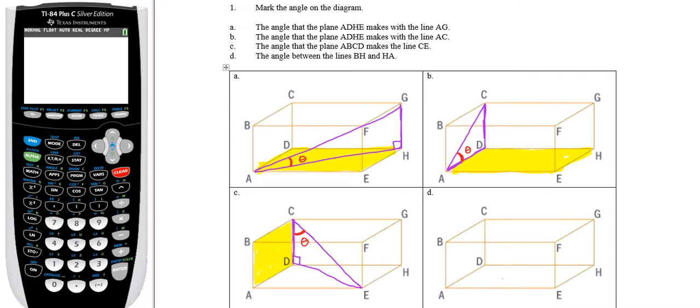And the last one doesn't involve a plane at all. In fact, this time it's two lines. So the two lines are BH. So we're going to come down from B over to H, and HA. So we're going to join vertices H and A. And the third side of that triangle would be BA over here.